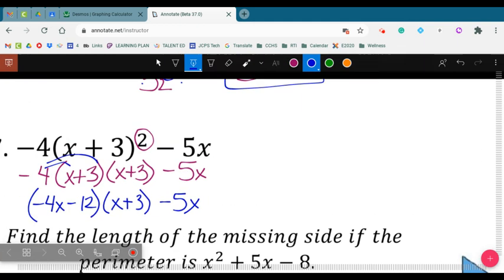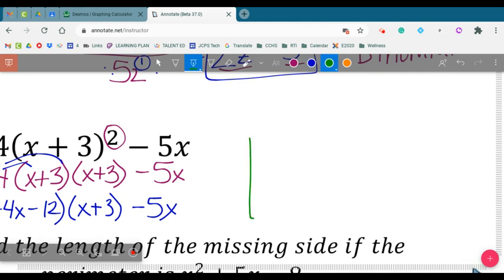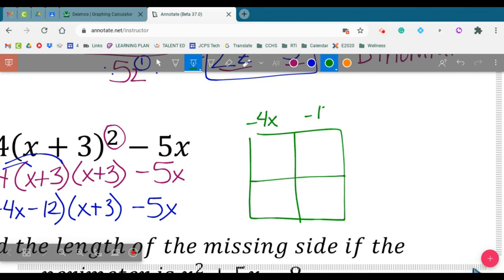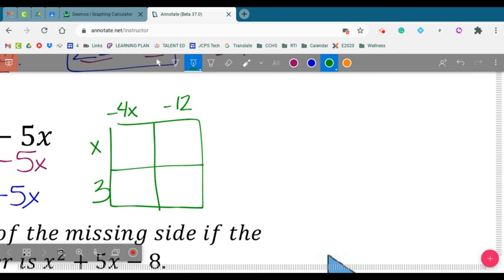So then we create our box. So we have negative 4x and negative 12, x and a positive 3. We can't forget about this negative 5x. I'm going to put it right here. So we're going to have to combine it with something. X times negative 4x is negative 4x squared, because we multiply our coefficients, add our exponents. Negative 12 times x is negative 12x. Negative 4 and positive 3 is negative 12x, and then negative 12 times 3 is negative 36.